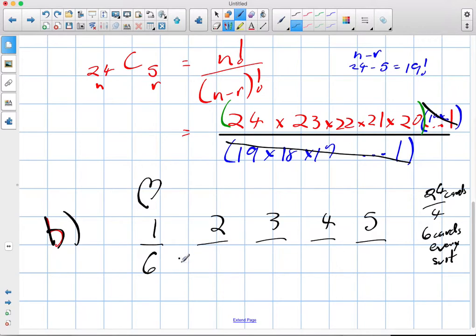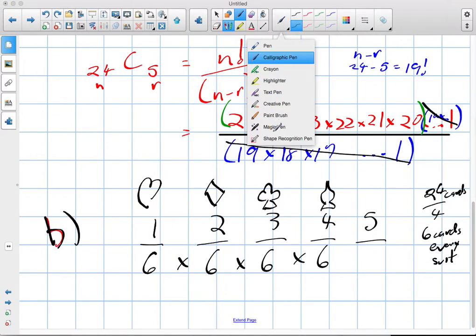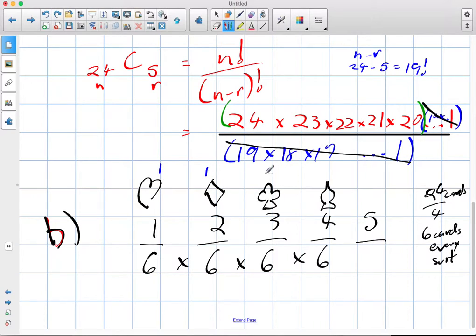Then we want one that's a diamond. Well, then we have 6 diamonds to choose from. Then we want one that's a club. There are 6 clubs, and then we have a spade, of which there are 6 to choose from. Now, this is where the 5th card becomes very interesting. You have to remember that we've now chosen one from every suit, so essentially 4 cards have already been drawn.